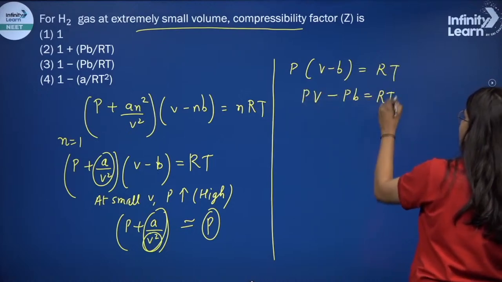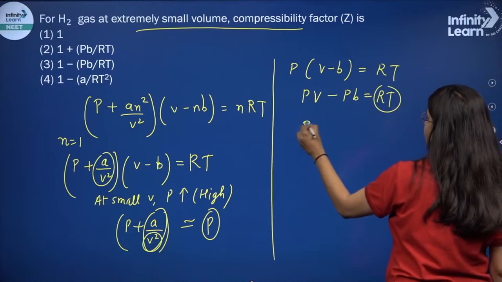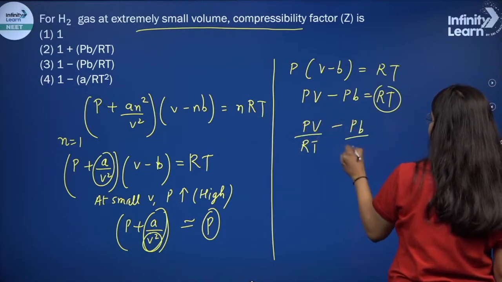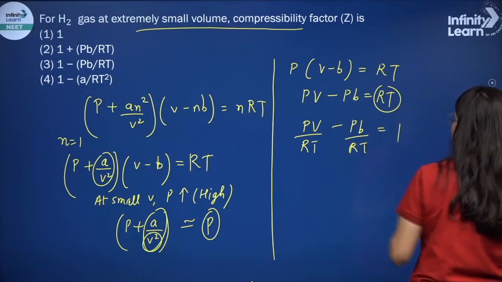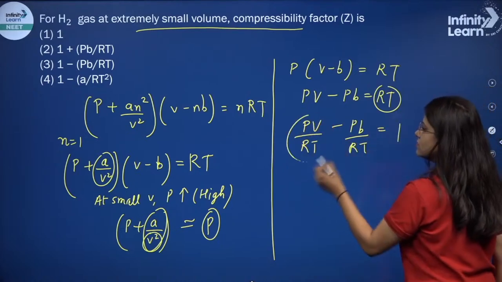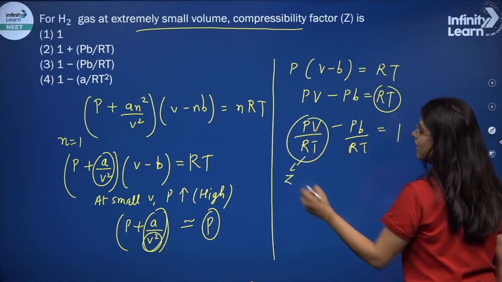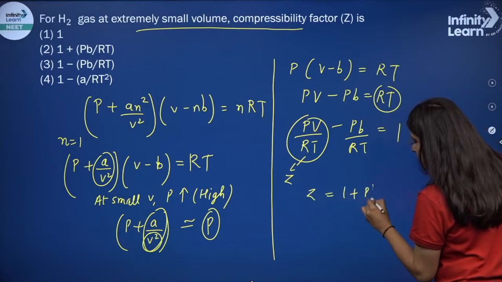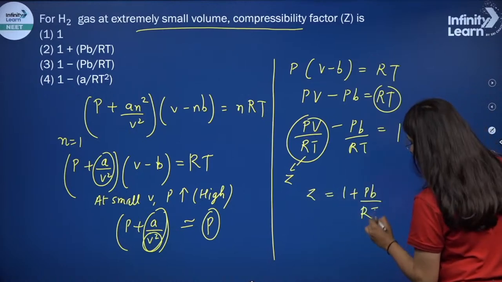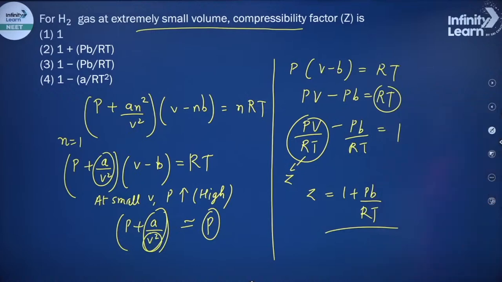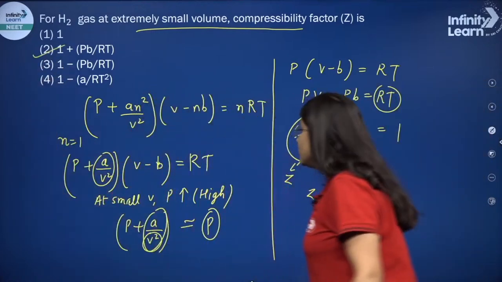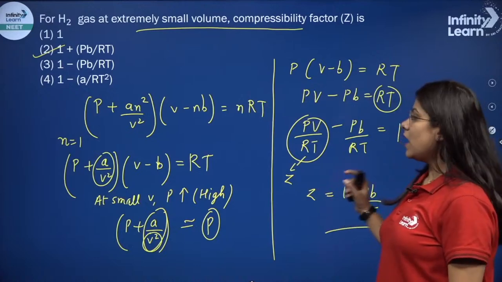Now what is this? I will take RT here, so PV by RT minus Pb by RT is equal to 1. Now what is this? This is Z. Z is PV by RT. So Z will be equal to 1 plus Pb by RT. Toh kaun sa ho jayega hamara option? Hamara answer ho jayega option number 2, 1 plus Pb by RT. I hope this is clear.